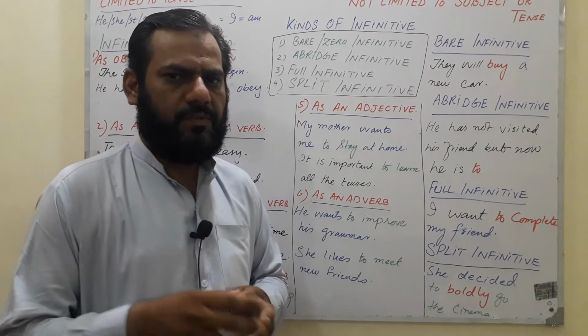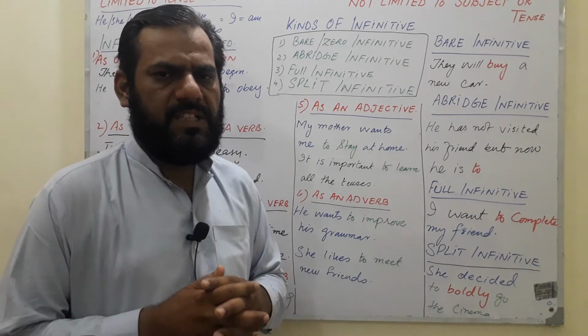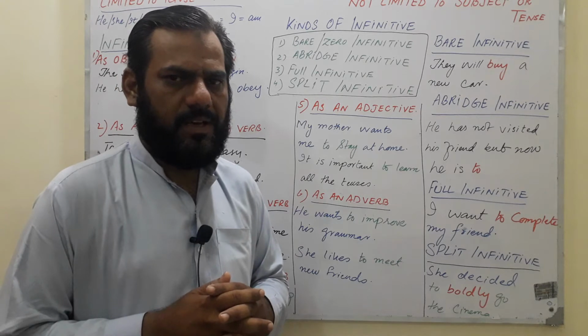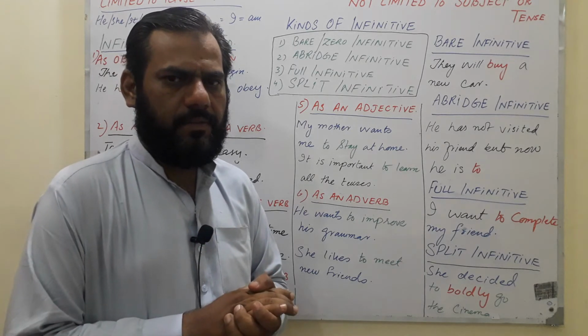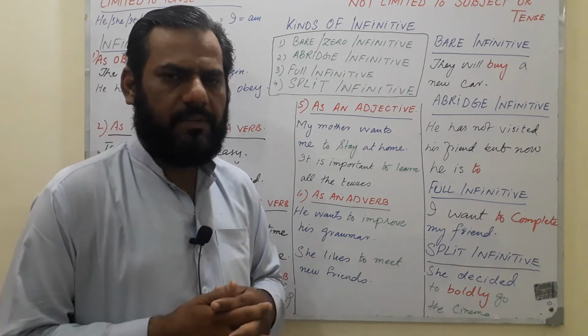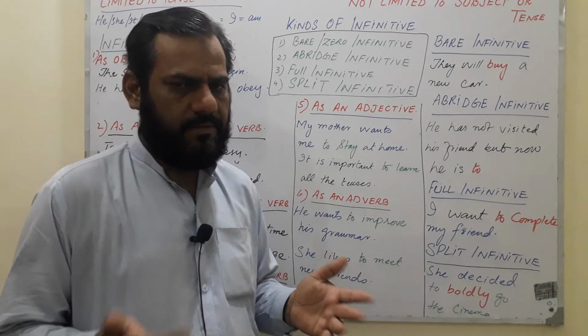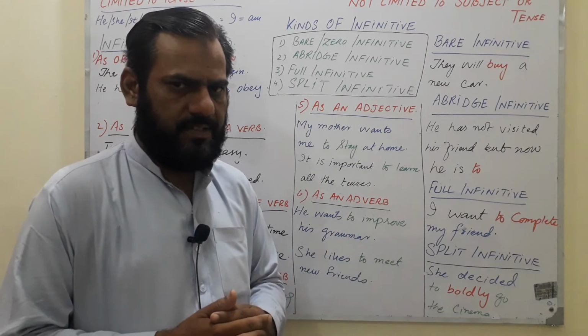Wherever you use the first form of the verb without to, these are all called bare or zero infinitive. Like in simple present tense, we use bare infinitive. After certain modal verbs, we use bare infinitive. In causative sentences, we use bare infinitive. So there are some certain examples we can see.